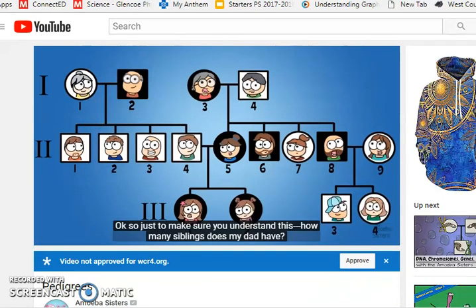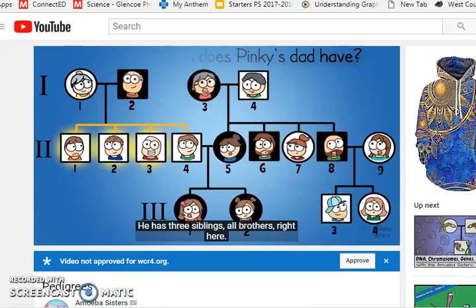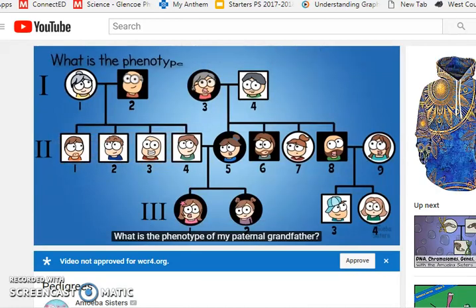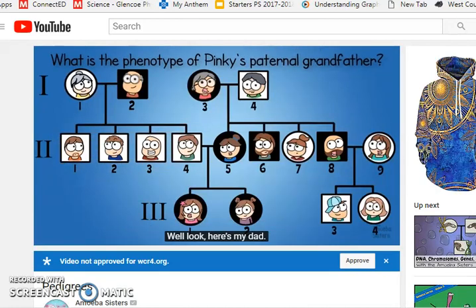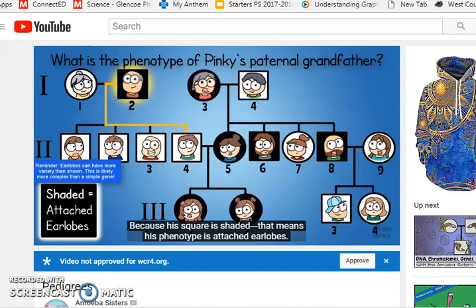Okay, just to make sure you understand this, how many siblings does my dad have? Well, look, here's my dad in generation 2, number 4. He has 3 siblings, all brothers, right here. What is the phenotype of my paternal grandfather? Well, look, here's my dad, here's my dad's dad. That would be my paternal grandfather. And because his square is shaded, that means his phenotype is attached earlobes.